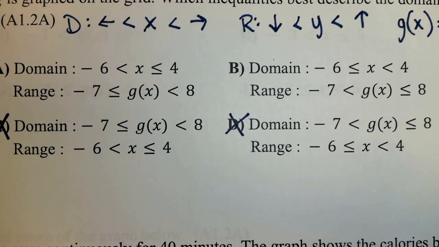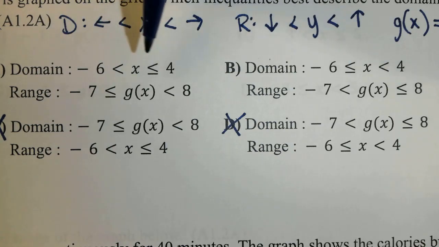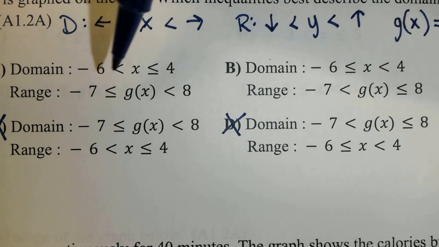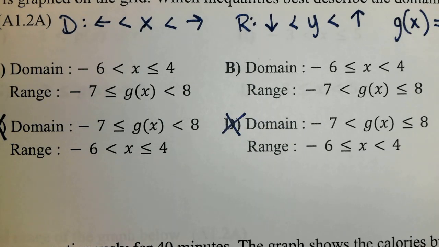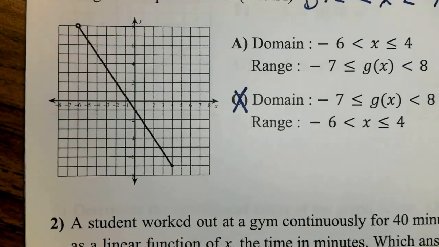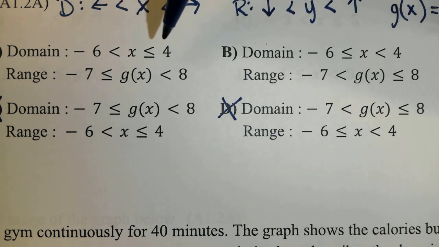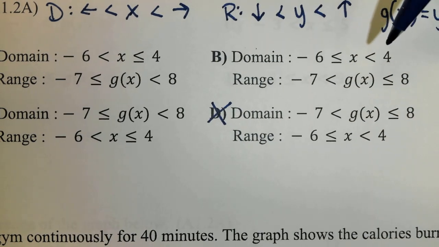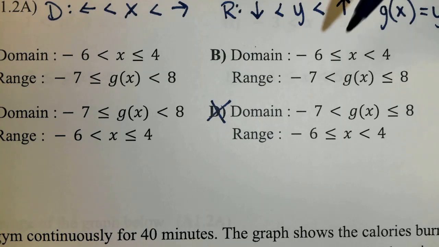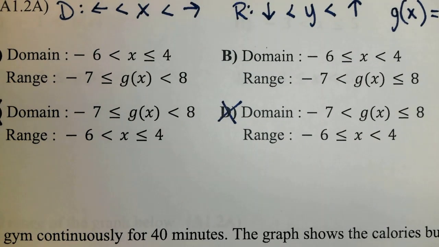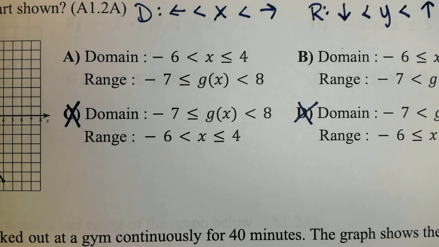Okay. Now, if I look at the rest of these, I notice my numbers, -6, 4, -6, 4, -7, 8, -7, 8, those are all the same. So it really tells me my limits, my left, right, lowest, highest. The only difference between any of these is that on domain in A, the 4 is underlined, the -6 is not. And on domain in B, the 4 is not underlined, the -6 is. So now that I've gotten rid of half my answers, I'm focusing on which limit, left or right, should be underlined.